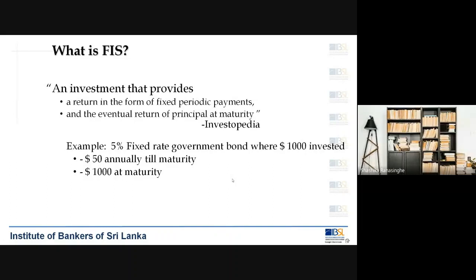Fixed income is an investment that provides a return in the form of fixed periodic payments and the eventual return of principal at maturity. Okay, so you get a payment at a specified time period, at a specified interval. Those are called coupons. And when the instrument matures, you get your capital or the principal amount back, right?